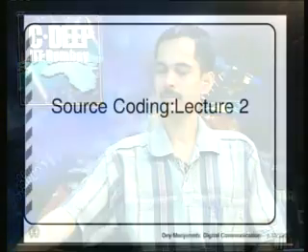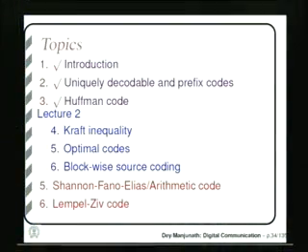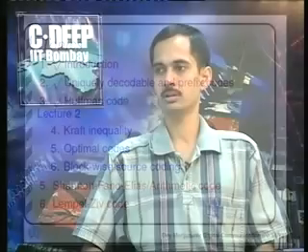So, this is the second class on source coding. In the last class, we have seen why we need source coding and why it is possible to do source coding for most of the practical sources, and we have seen some of the desirable properties of source codes and what we should remember while designing source codes.